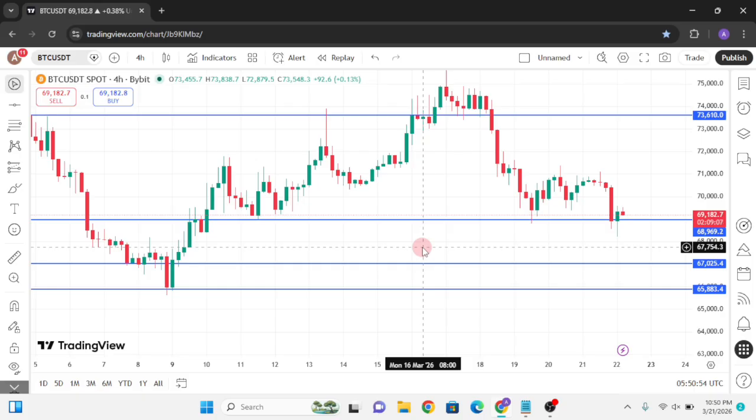Not every support level is equal. A level that has only been tested once is significantly weaker than a level tested 3 or 4 times. Mistake three is entering before confirmation.